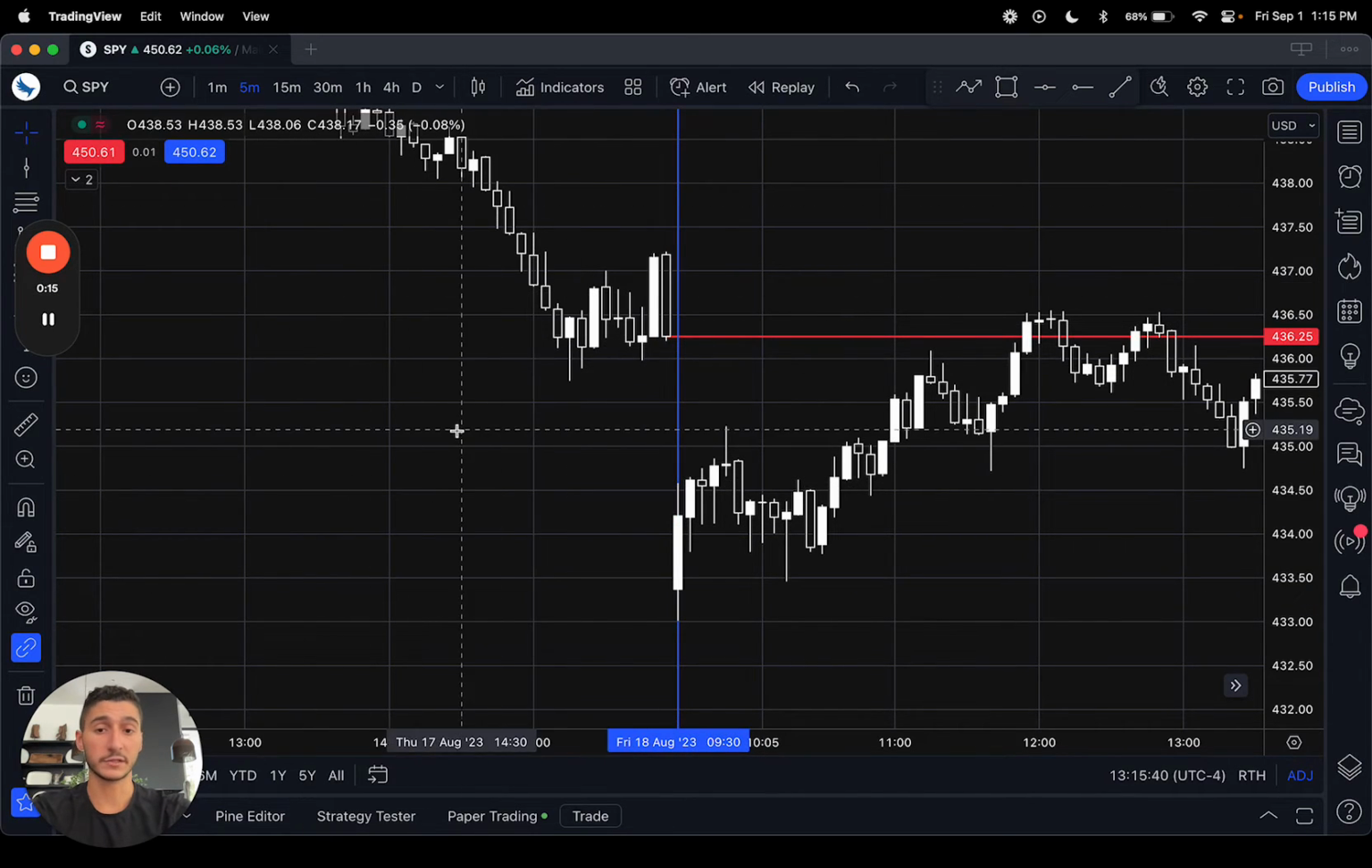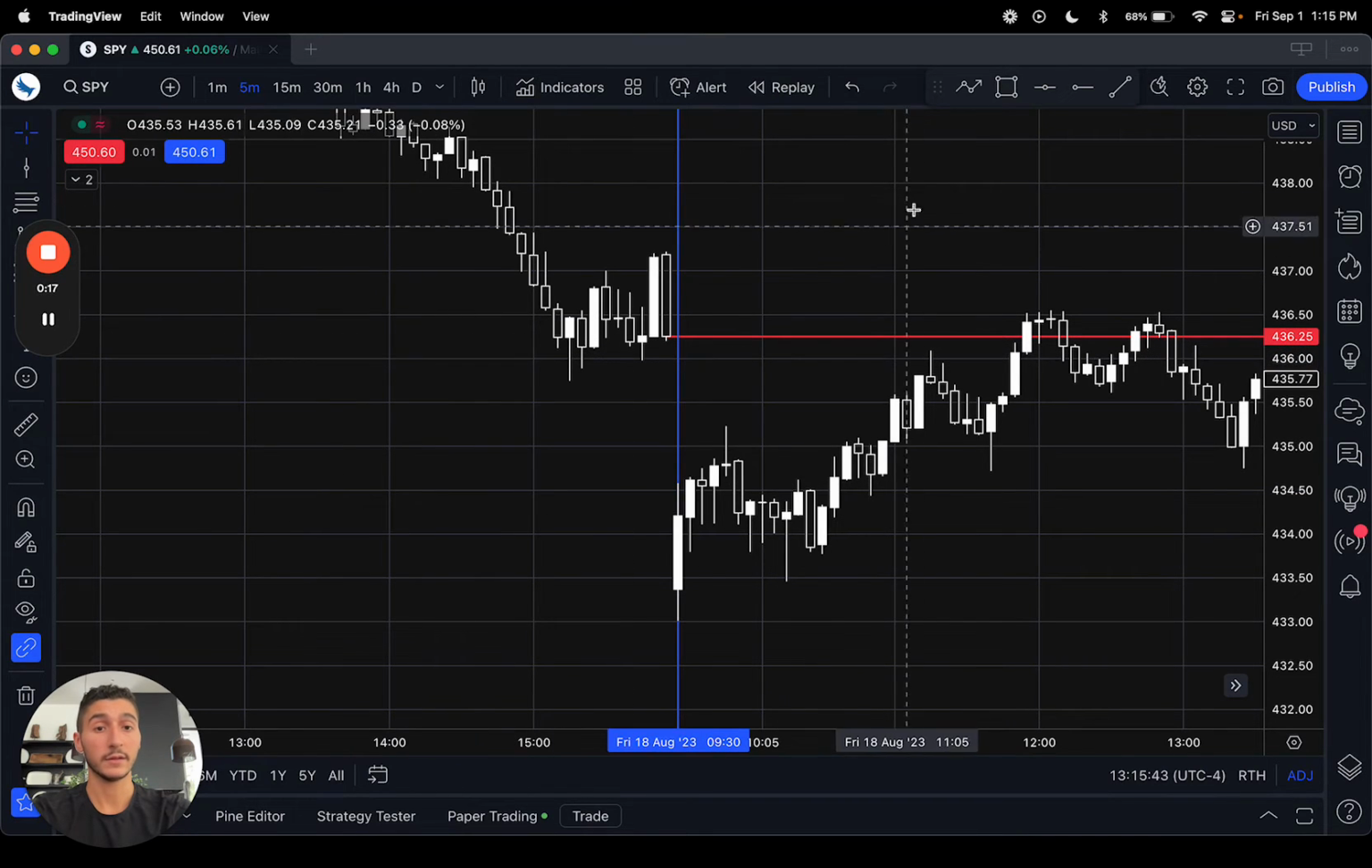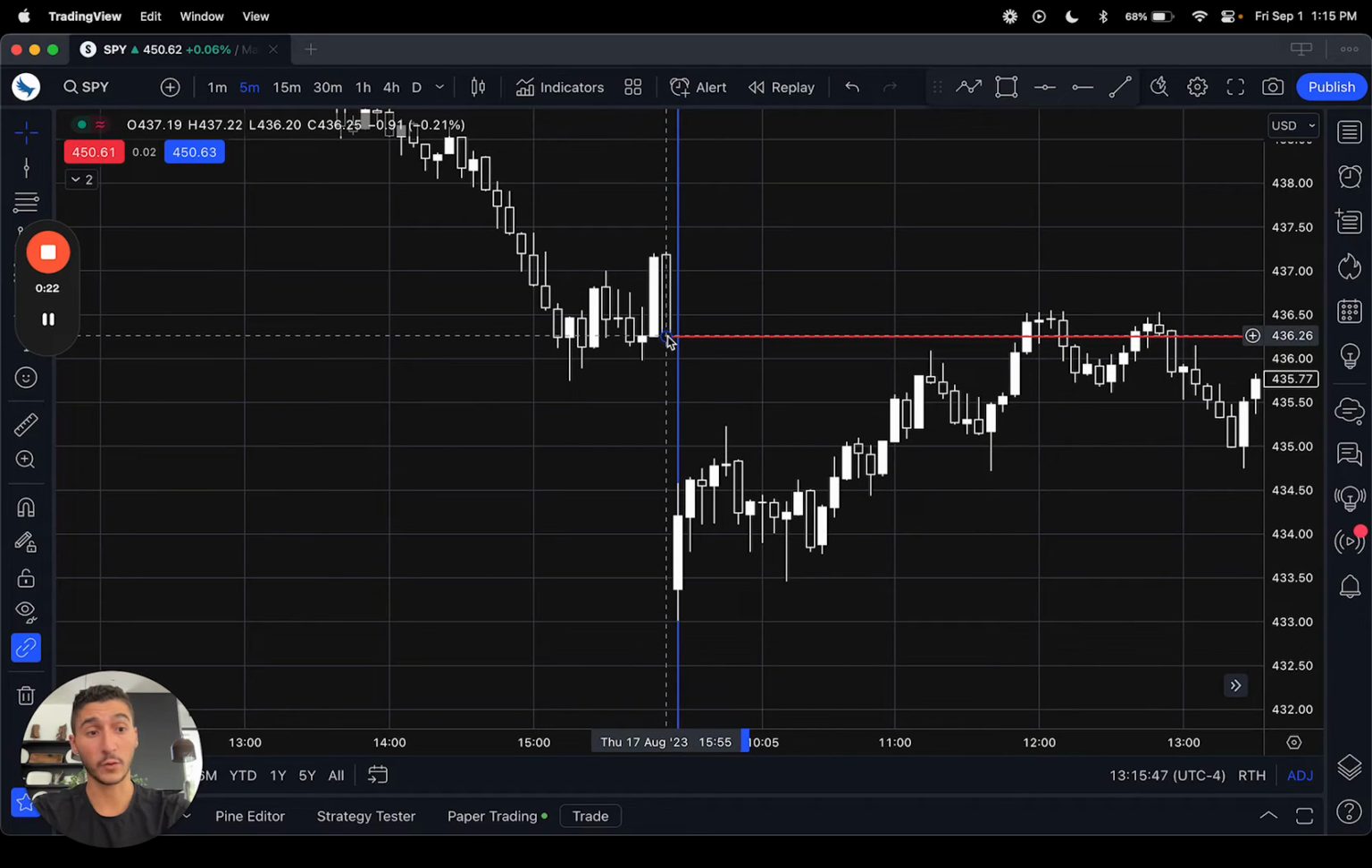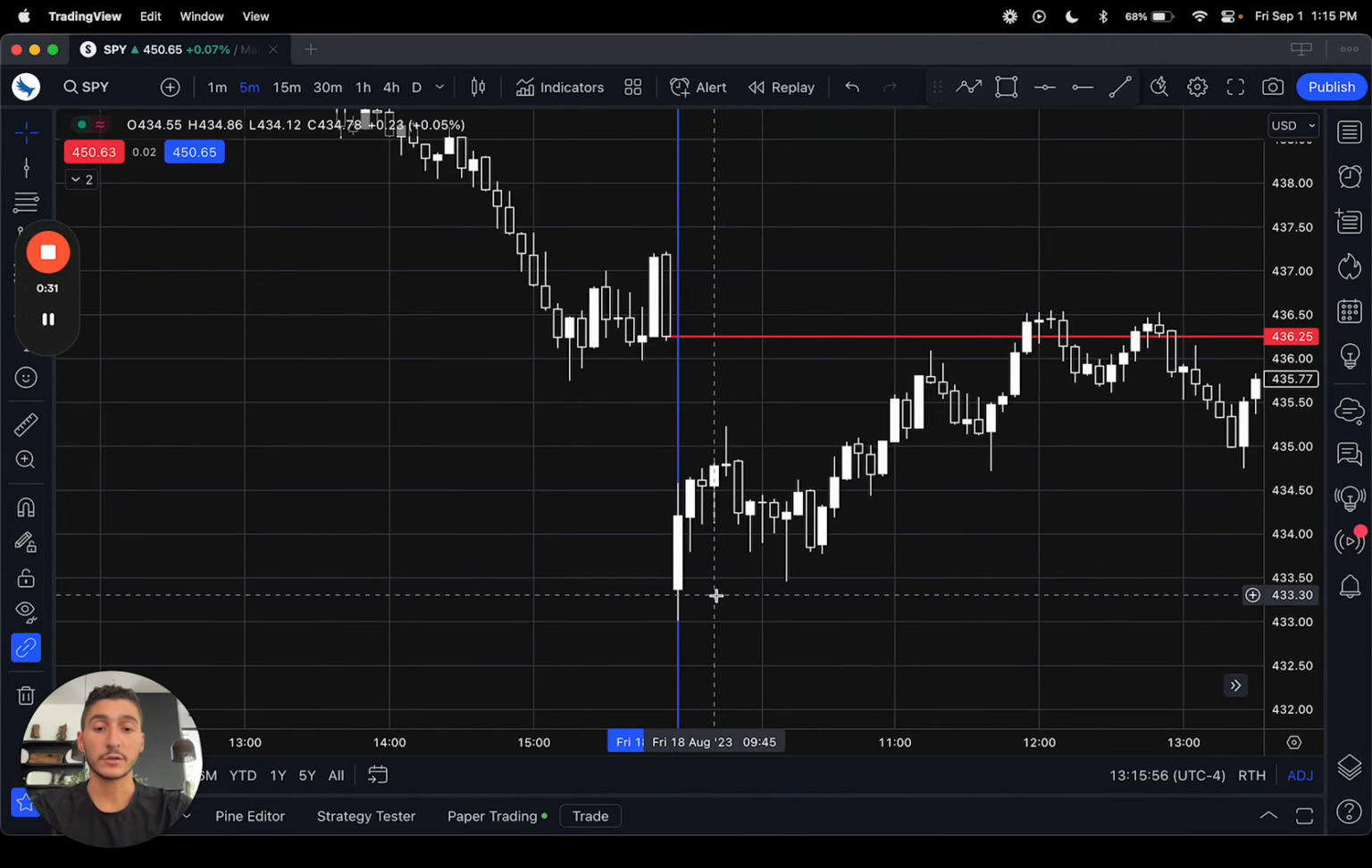So this is Thursday to the left of the blue line. This is Friday to the right of the blue line. Thursday closes at 4:36. Friday opens at 4:33. It's roughly a $3 gap down. How do you use this in your trading?